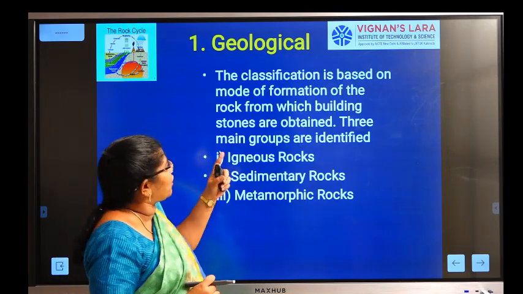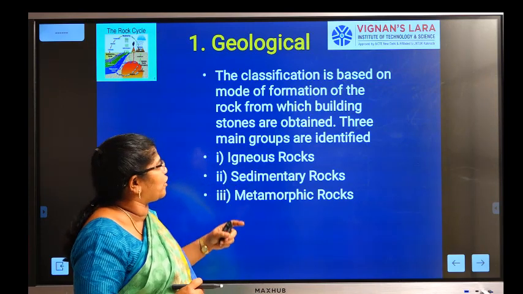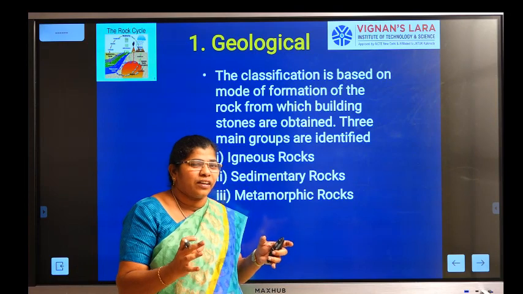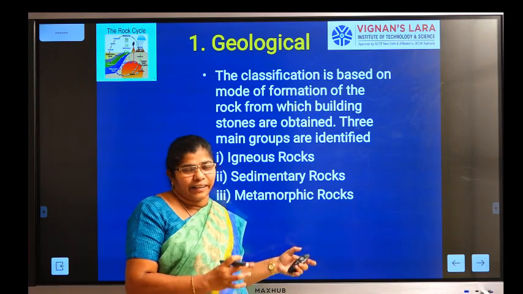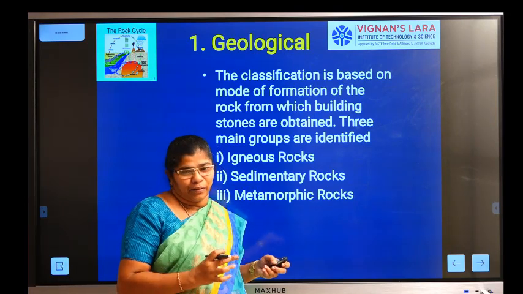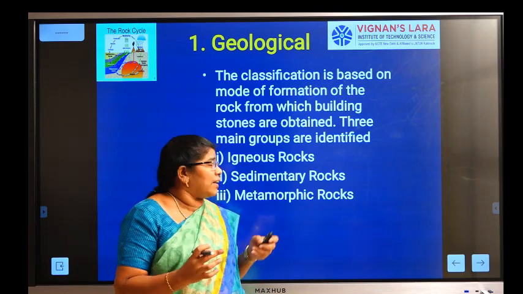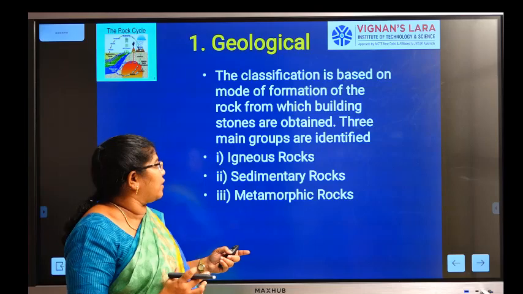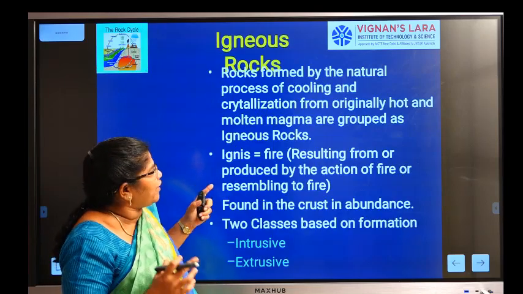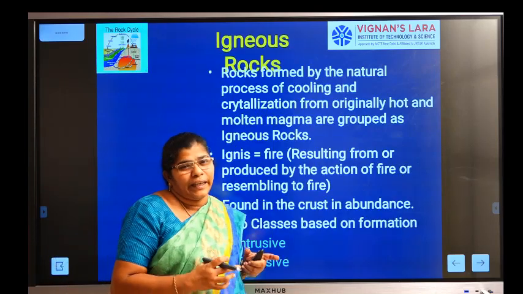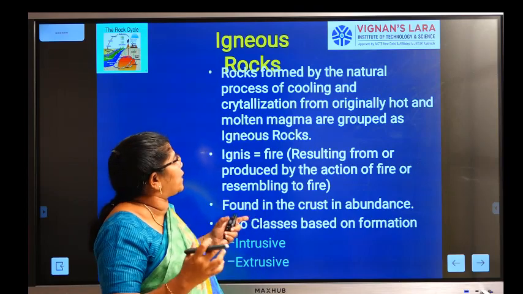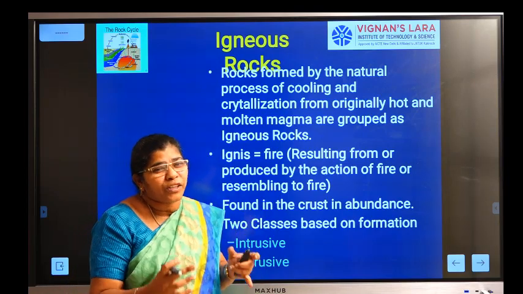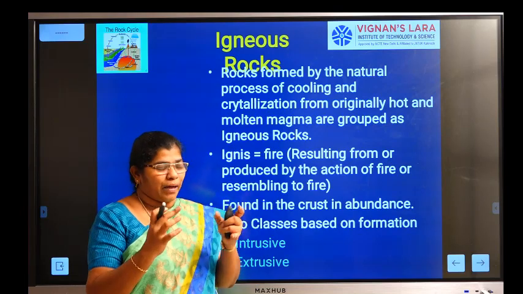So here I am going in for the geological classification. I told you that is based on the formation of the rocks. This is classified as igneous, sedimentary and metamorphic, right? Again I am telling you, it is igneous rocks, sedimentary rocks and metamorphic rock. Okay, so actually where the igneous rocks are formed? Igneous rocks are from the natural process of cooling or crystallization of the molten materials called magma, right?